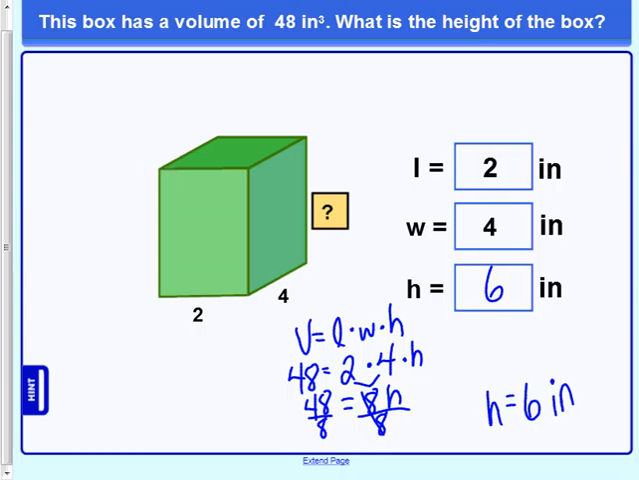Hopefully that's given you a good overview of volume of a rectangular prism. It's really pretty simple. Length times width times height, or thinking of the area of the base and then multiplying it by the height. And the reason we multiply it by the height is it tells us how many layers we're going to need to have that are the size of that base.